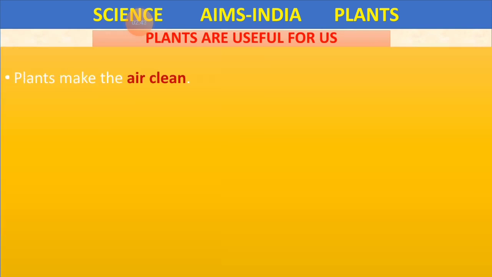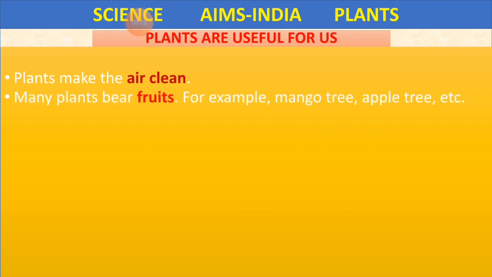Plants are useful for us. How are they useful? Plants make the air clean, yes or no? Our air is filled with so much pollution, for example carbon dioxide. Because of these plants, the air gets purified. Why? The plants absorb the carbon dioxide and give us the good air, that is oxygen. Carbon dioxide is the bad air. It takes the bad air and gives us the good air, that is oxygen. Yes or no, children?